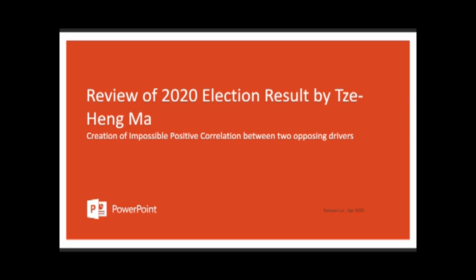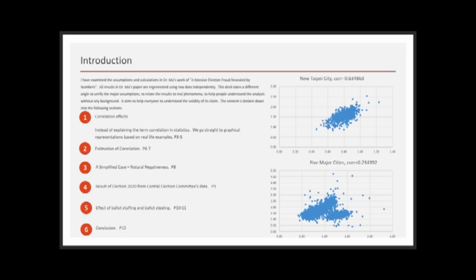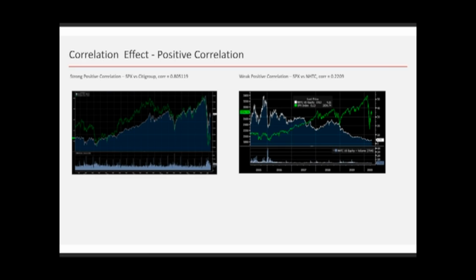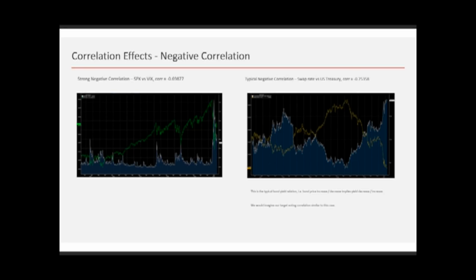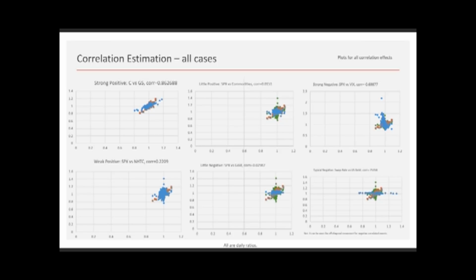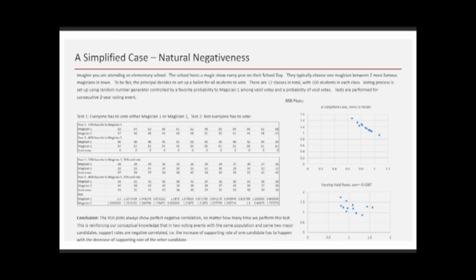In Dr. Samson Liu's peer review of Dr. Ma's report, he's first defining what a positive and negative correlation are. I'm not going to go through it, but you can download the PDF file from the Google Drive that I'll have linked in the description.